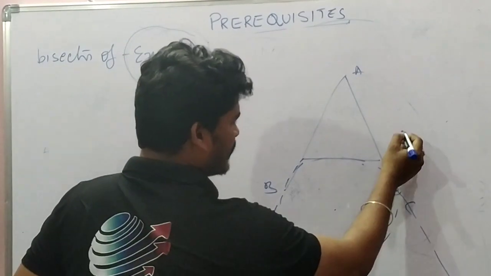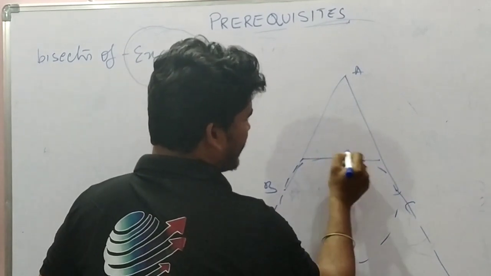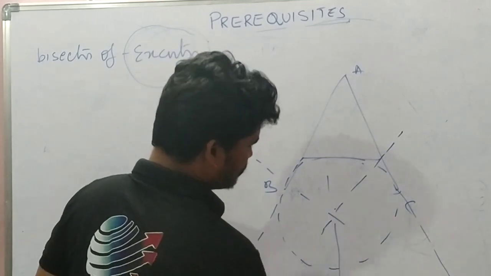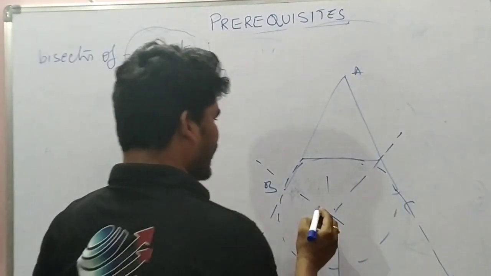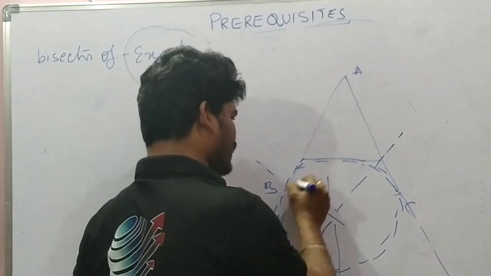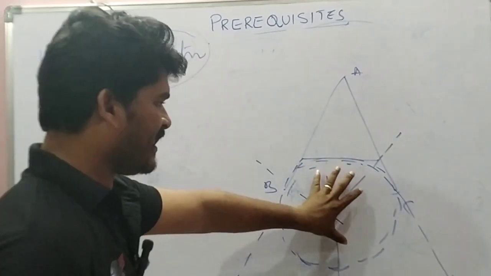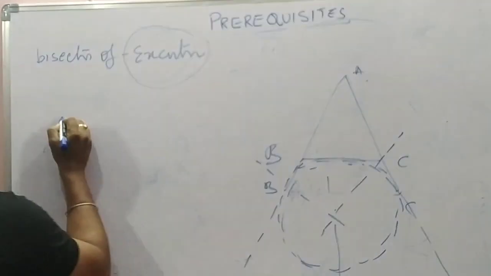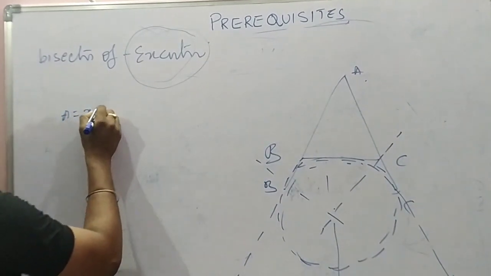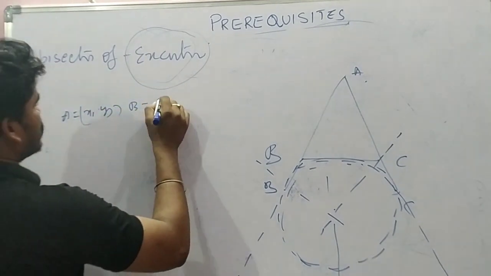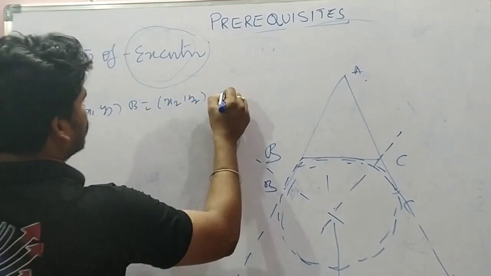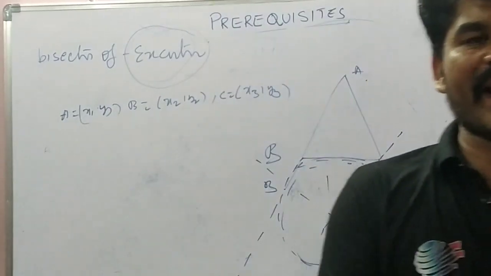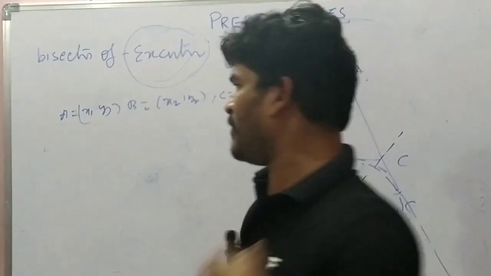Therefore, from this, draw one line. Next, make a center for the circle on the outer exterior, where this point is discussed with points B, C, and A. Therefore A is (x1, y1), B is (x2, y2), and C is (x3, y3). So these are the points A, B, C, but there are three conditions to be discussed.